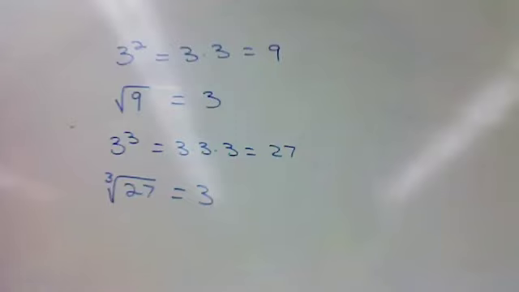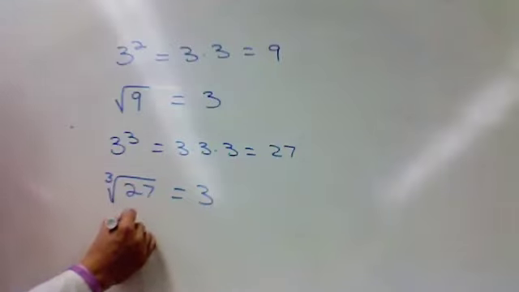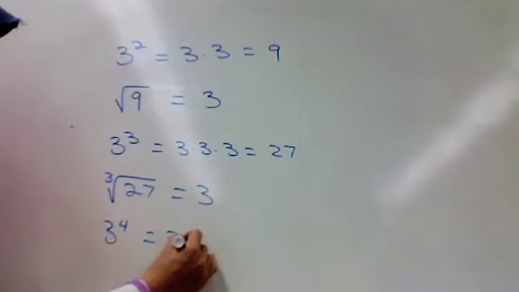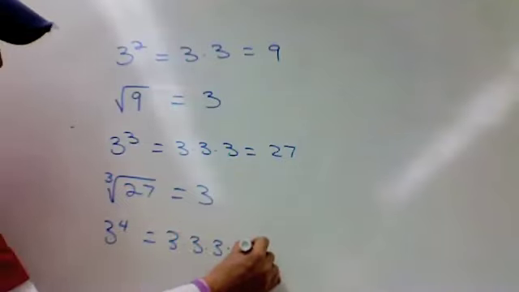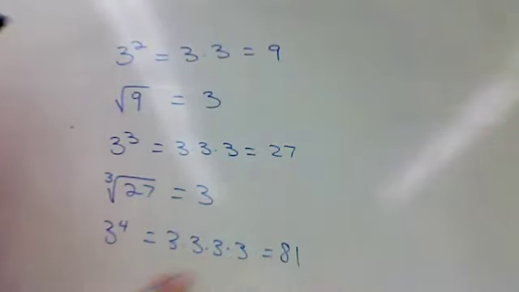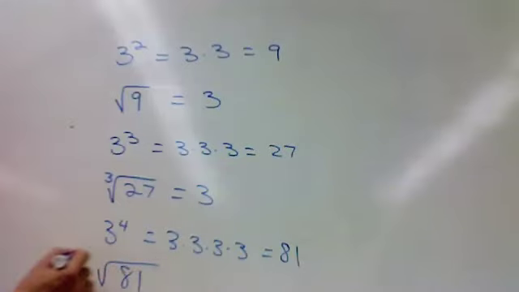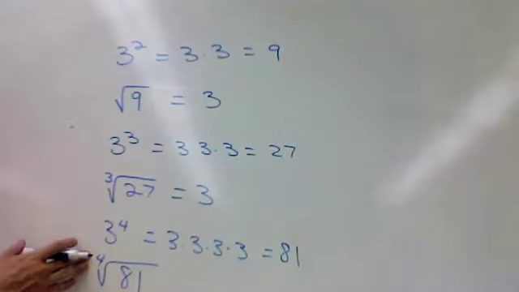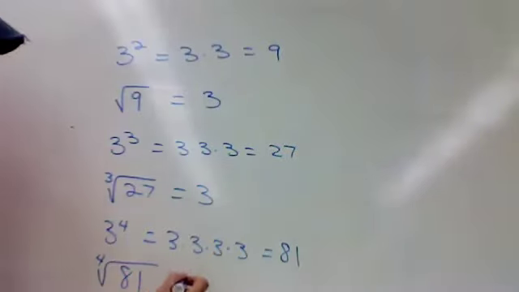You can do the same thing with 3 to the fourth. It would be 3 times 3 times 3 times 3, which equals 81. Now, if you do the same thing to the square root of 81, which we obviously know is 9, but if they put a 4 here, they're asking what number multiplied by itself 4 times is going to give us 81, and we know the answer is 3. So that's how we do roots. You can use a calculator for most of these, but for the most part, this is how you find roots.